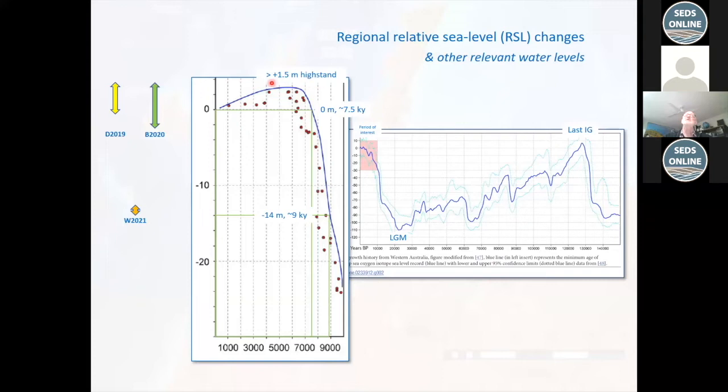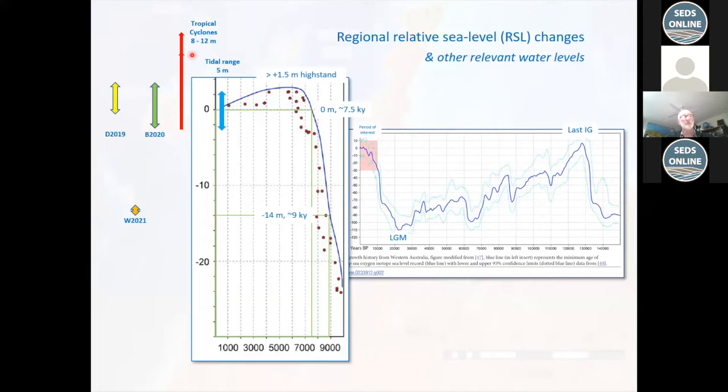It's important to realize we've got a reasonably extended high stand here of 2,000 or 3,000 or 4,000 years, and then a gradual fall back to present. So that's the relative sea level change, but there are other relevant water levels that I think are really important. First of all, the tidal range here is 5 meters. And we also know from paleotidal modeling, looking at the changing interaction of the tide with the shelf during inundation, that the 5 meter tidal range was largely the same throughout this entire 10,000 year period. So first of all, we've got a 5 meter tidal range here.